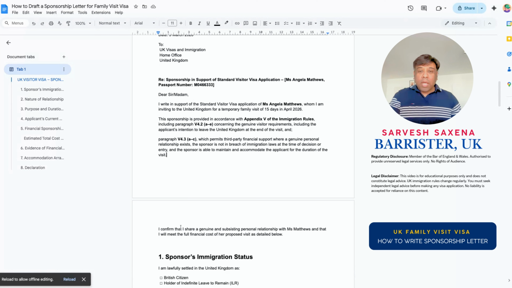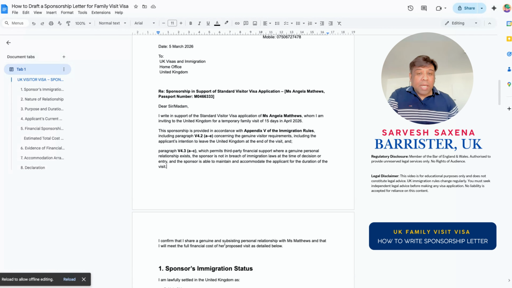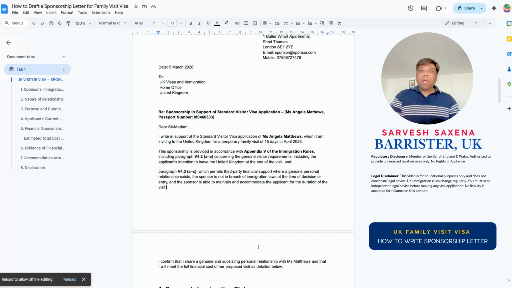Okay, now we go. I confirm I share a genuine and subsisting personal relationship with Ms. Matthews, and that I will meet the full financial cost of her proposed visit as detailed below. Now, this personal relationship does not mean that you're married to that person or a professional relationship. What it simply means is that he's actually inviting his niece. That means the niece's biological mother is the real sister of Robin Matthews, the sponsor. And we have to prove through documentation that the biological mother of the applicant and this sponsor are related, right? And I'm going to take you through that.